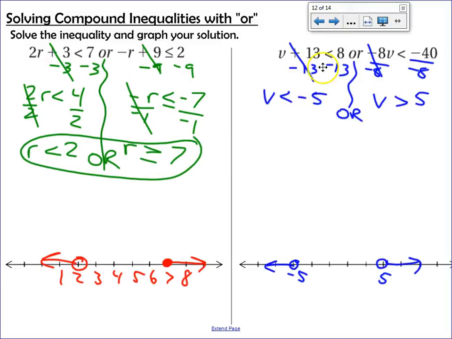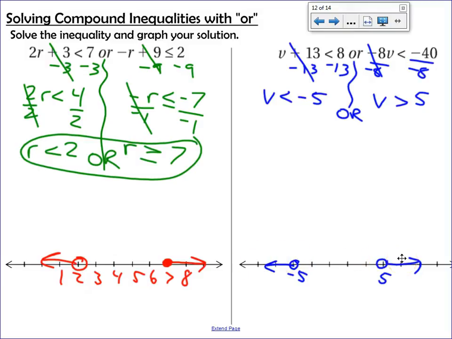Okay, so as you can see, we had the compound inequality, the OR inequality, so we solved the one on the left. Subtract 13 from both sides, v is less than negative 5. And the one on the right, negative 8v is less than negative 40. Divide both sides by negative 8 to get v alone. Notice when we're dividing both sides by a negative, we reverse the inequality. So v is greater than 5. We've got the solutions graphed out there.